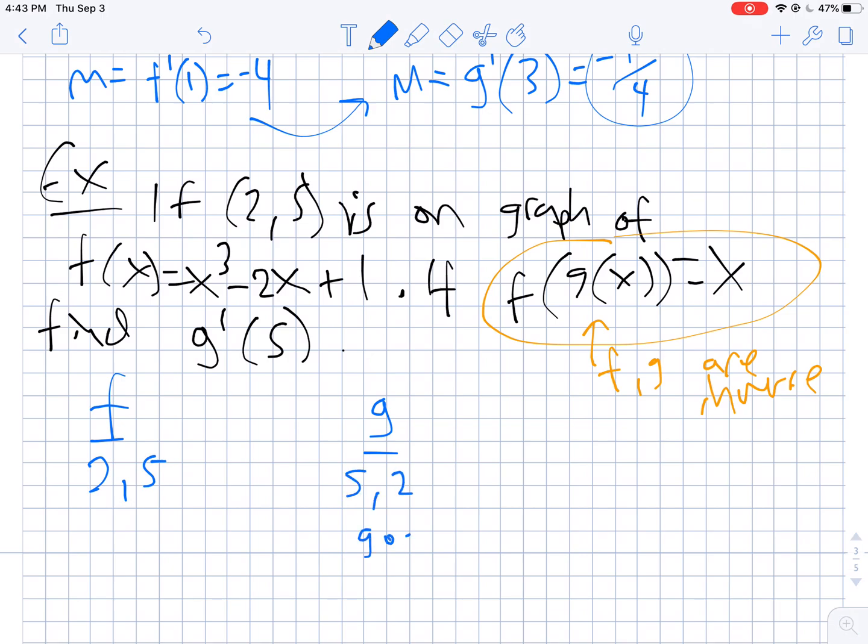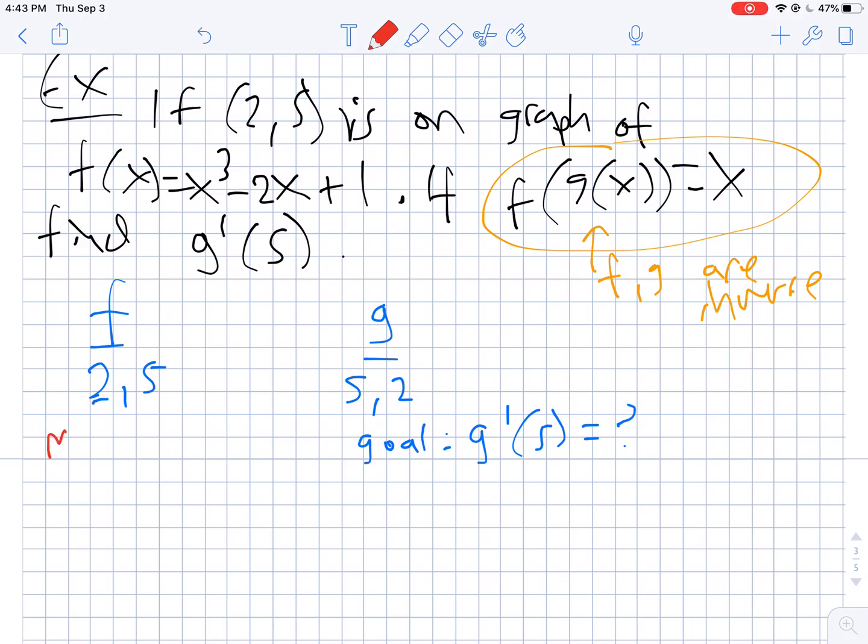Now my goal here is to find the slope at this point. So g prime of 5, what does that equal? Well, they don't give me the slope for this point on f, but can I find it? What is the slope here? The slope here is f prime of 2. But I think I can find that, right? If I have this equation, I can use that to find it.